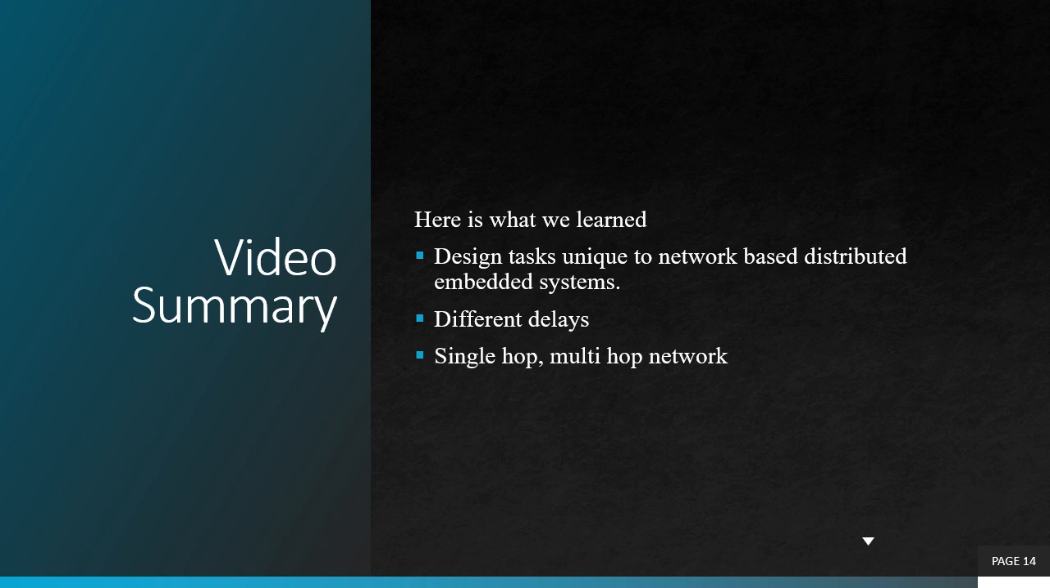Here is the summary of what we have learned so far. We have learned about design tasks unique to network-based distributed embedded systems, different delays such as network transmission delay, network availability delay, transmitter side overhead, and receiver side overhead. We have learned about single hop networks and also familiarized ourselves with multi-hop networks.